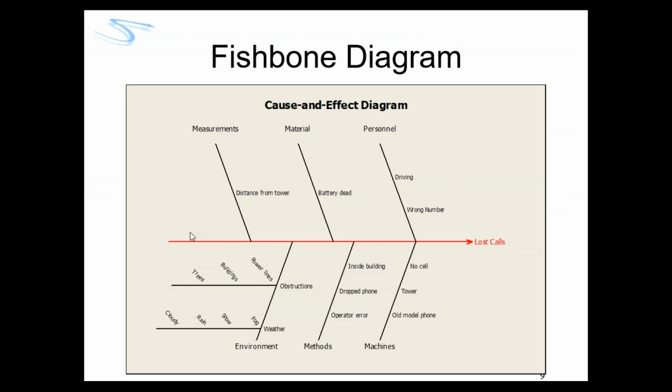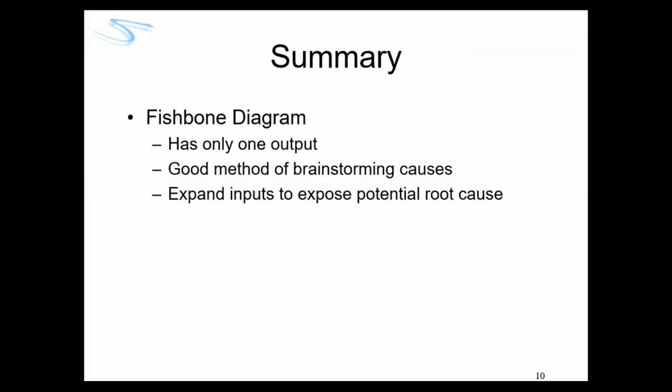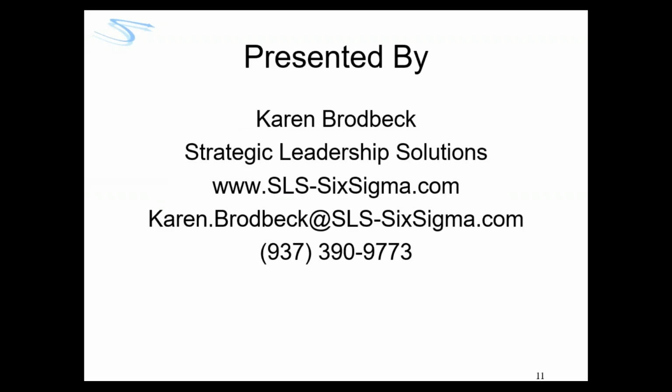So Minitab allows you to do two layers, an initial and then a secondary. And most of the times, unless you've just been overly general in the beginning, two layers is adequate. So a fishbone diagram has one output, but it's a great method of brainstorming possible causes to a fairly simple issue. Just remember to expand those possible causes to be specific so that you truly identify that potential root cause.